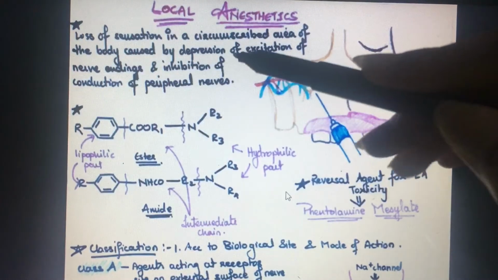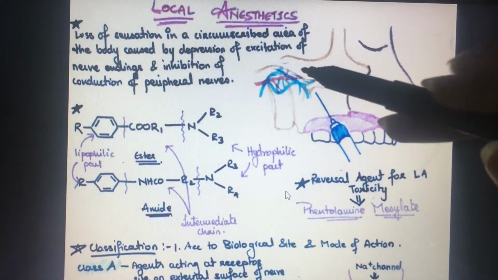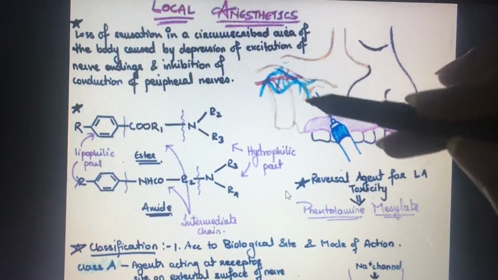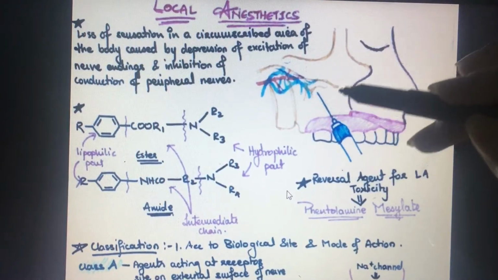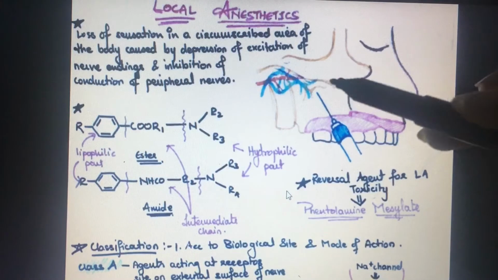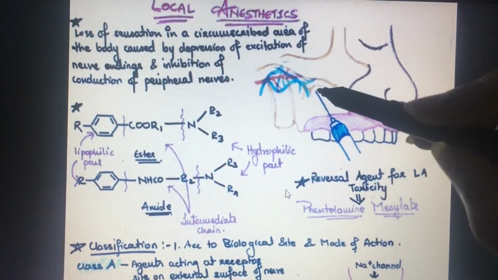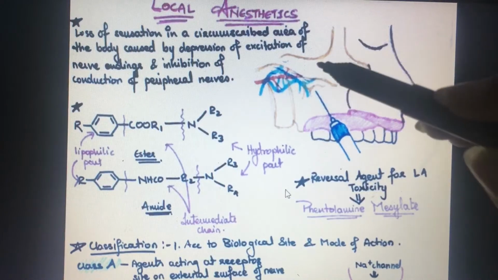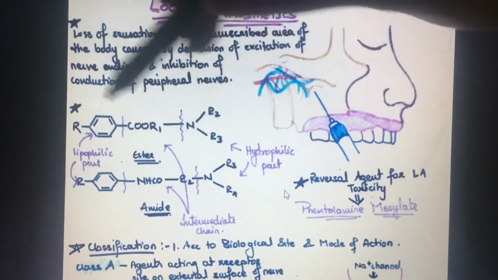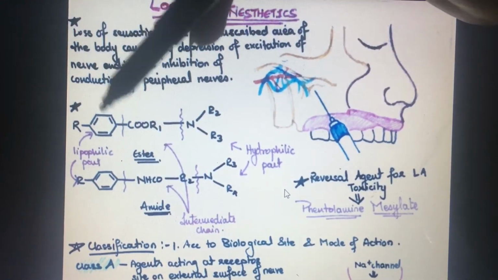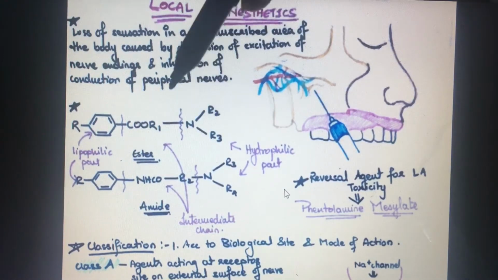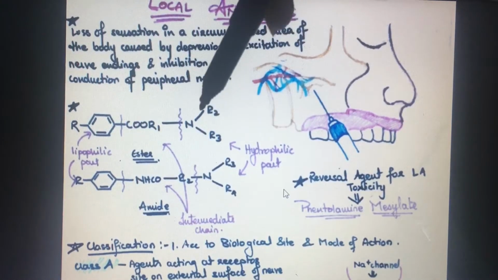Now, local anesthesia is defined as the loss of sensation in the circumscribed area of the body caused by depression of the excitation of nerve endings and inhibition of conduction of peripheral nerves. Now next is the chemical nature. So the most injectable local anesthetics are the tertiary amines.